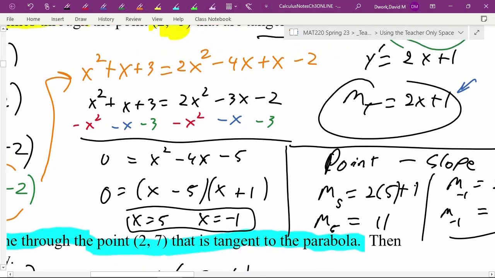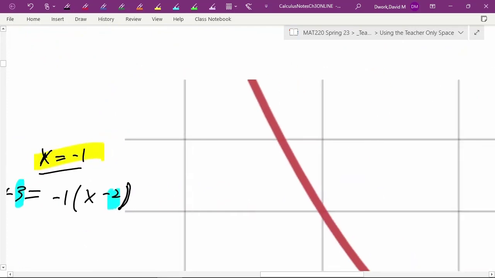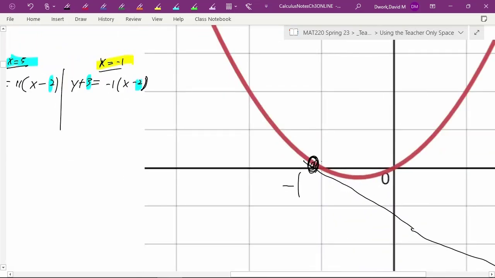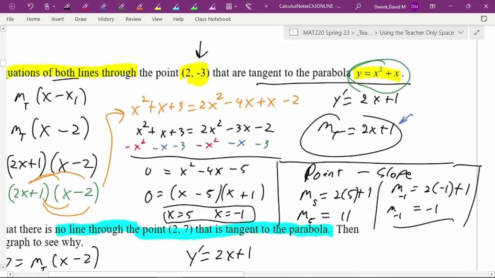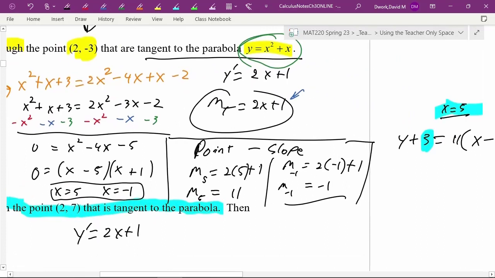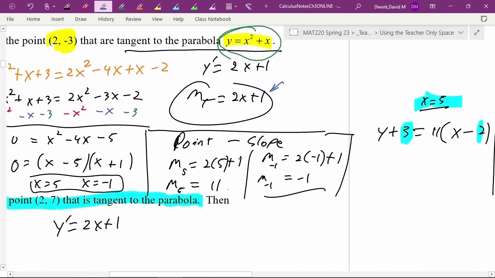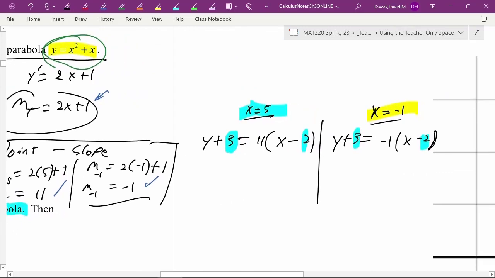And here's the big piece. Don't forget what these x's are being used to do. Don't forget what these represent. These are the x values on your curve. These are the x values on your parabola where your graph is tangent. And so therefore you then use these x values to find the slopes, that you can then use to write the equations of your tangent lines.